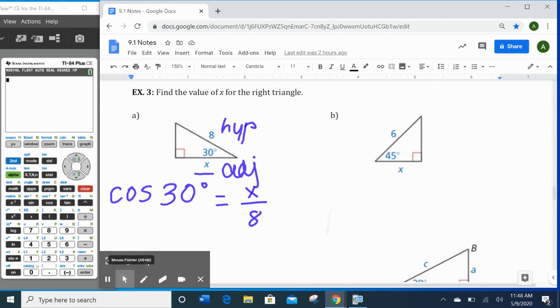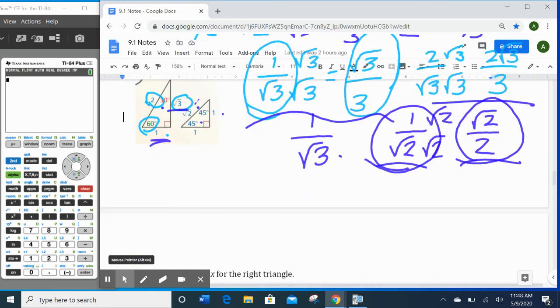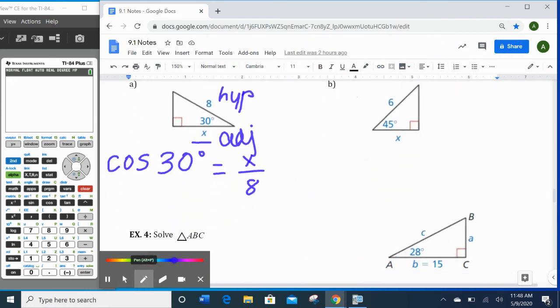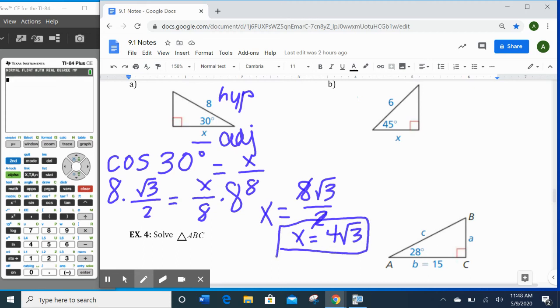Well, we know the cosine of 30 degrees. The cosine of 30 degrees is root 3 over 2. So I'm going to replace cosine of 30 degrees with root 3 over 2 equals x over 8. And then I'm going to solve. So I can cross multiply if I want to. All that I need to do is multiply both sides by 8. So x is equal to 8 root 3 over 2. And then I would cancel the 8 and the 2, so x is equal to 4 root 3. So they want 4 root 3. They don't want whatever that is as a decimal.